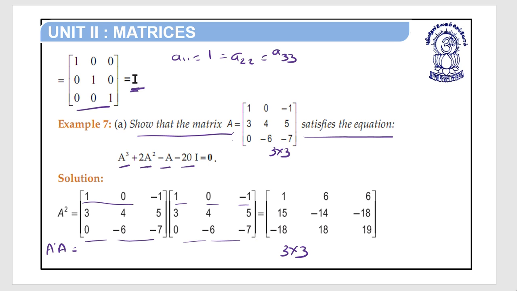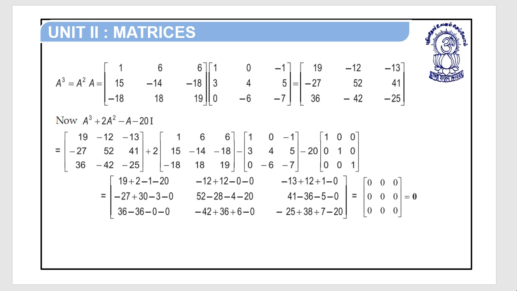First row, first column: 1 into 1 plus 0 into 3 minus 1 into 0. Now the solution of A into A is 16, 6, 15, minus 14, minus 18, minus 18, 18 and 19. Now find out the A cube from A square into A. Put the value of A square, the matrix, and multiply with the A matrix: 16, 6, 15, minus 14, minus 18, minus 18, 18, 19.